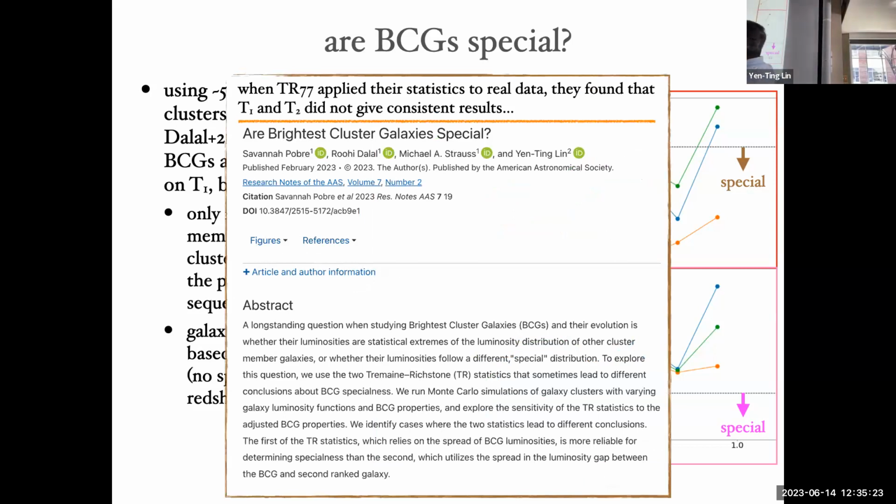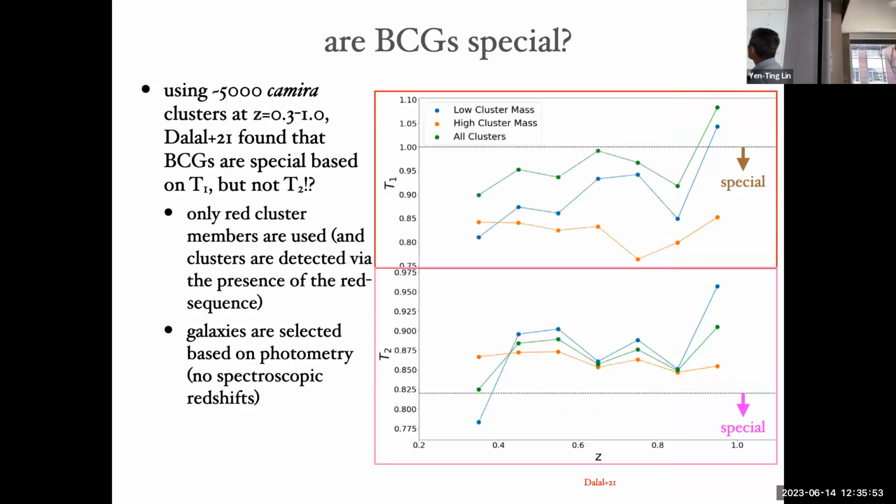Actually, when TR first applied their statistics to real data, they already noticed this inconsistency in the predicting power of these two statistics. And in this paper we just published, we argue that T1 is a better indicator for the specialness of BCGs, as it's less dependent on the properties of other cluster galaxies. So from now on, I will mainly focus on T1.